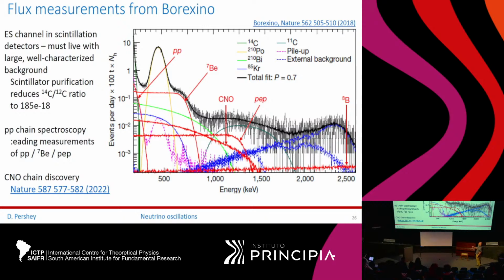They were able to maintain a carbon-14 concentration of about 100 times 10 to the minus 18 parts of carbon-14 per carbon-12. So that really phenomenal radiological control is what allowed them to actually measure these pp neutrinos. And they also were able to discover the CNO chain, which produces something like a couple tenths of a percent of the neutrinos in the sun.